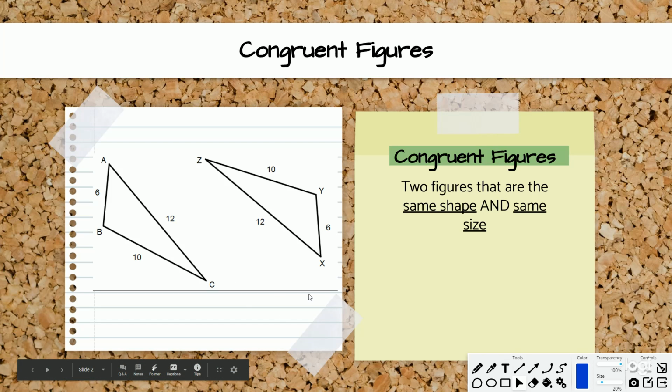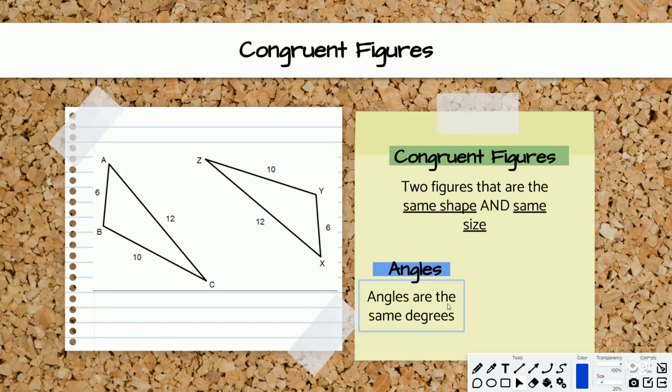So the first thing we need to know about congruent figures is that congruent figures are two figures that are the same shape and the same size. So in order to find out if they're the same shape and same size, they need to have angles that are the same degrees. So in these two shapes here, we have angle A and angle X are the same degrees. We have angle B and angle Y are the same degrees. And we have angle C and angle Z are the same degrees. So these two triangles have all the same angles. The triangle is just rotated around.